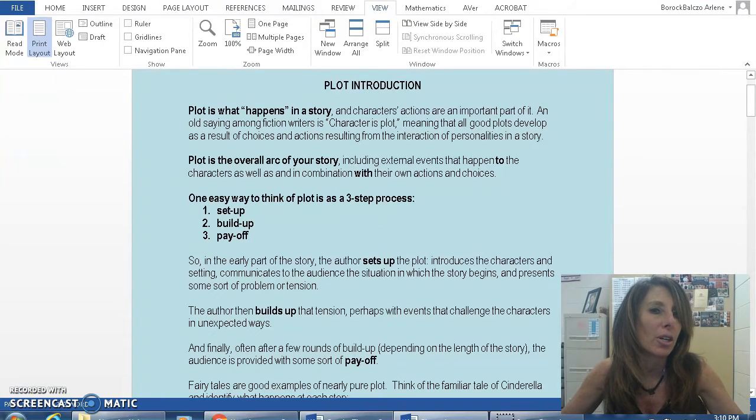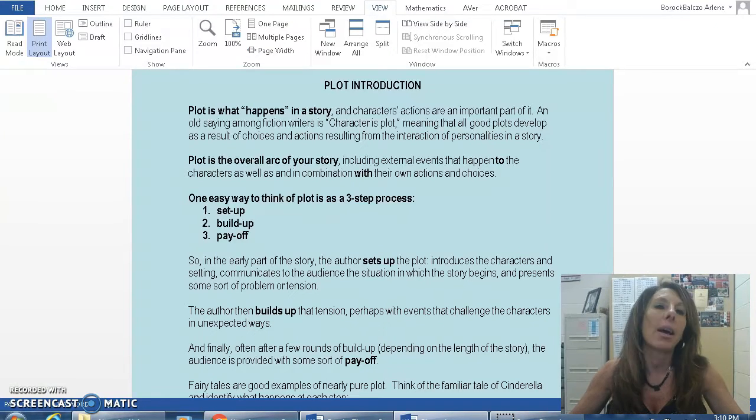Now this is just an introduction. We're going to add to it on another day, but I want to start slow and make sure you get this part of the concept before we add on other things. So plot is what happens in a story. And whether you know this or not, characters' actions are an important part of this.